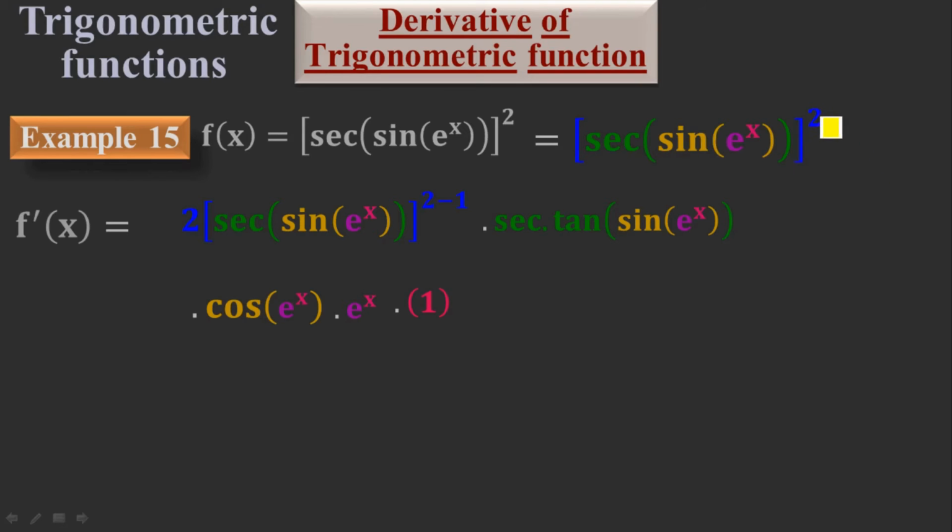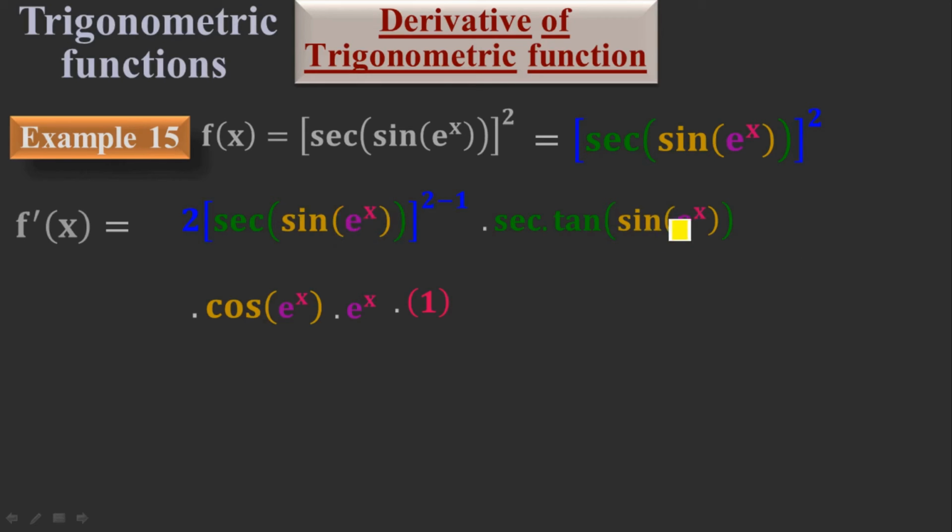So first take the derivative of the outermost function, which is the square. Its derivative is 2 times secant of sine of e to the x, to the power 2 minus 1. And then the derivative of the second outermost function, which is this green one. You have to do it one by one. So the derivative of secant is secant times tangent, and put this whole part as it is.